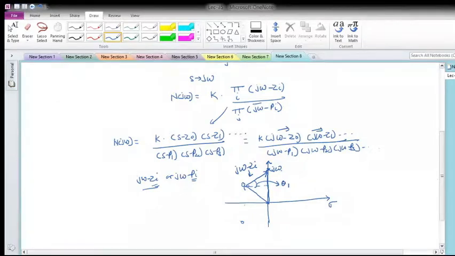Okay, and we have drawn the vector for the zero, so the resultant vector will be this, j omega minus z1, and the angle made with the real axis, or j omega axis, is, let's say, theta 1. Okay, fine. Similarly, I can draw for the pole also.